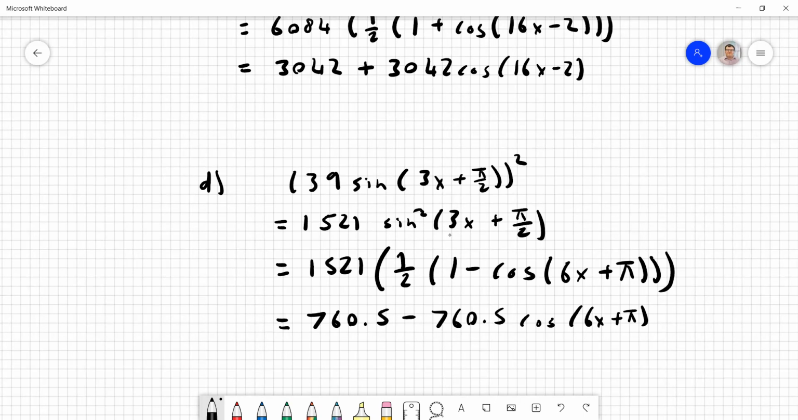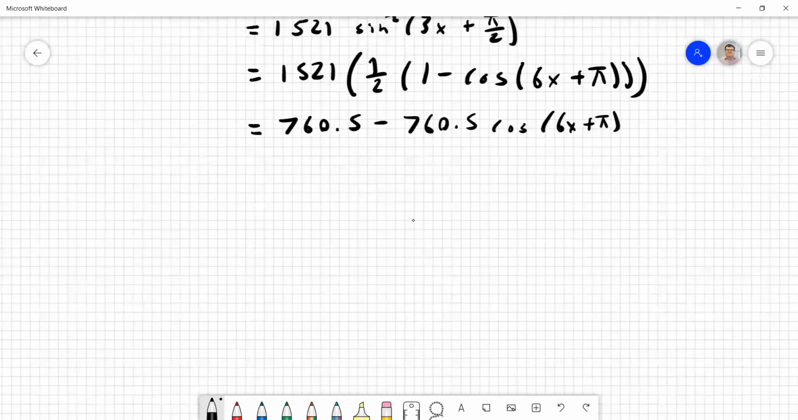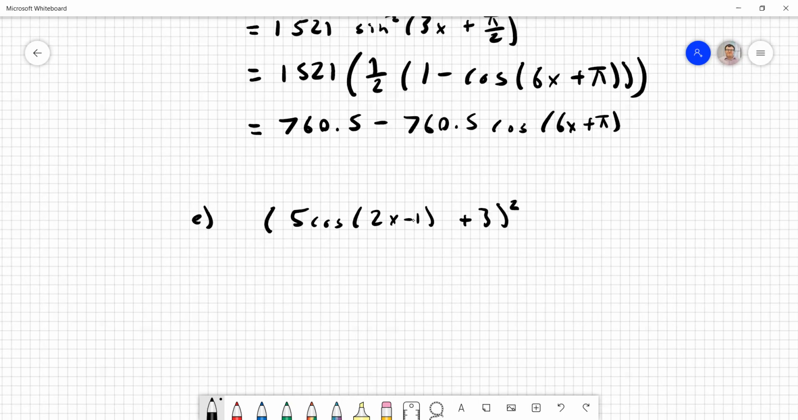Then moving on to questions E and F, where there's going to be a little bit of additional complication, but it's really just more algebra with a bit of a trig problem thrown in. So as long as we take our time, everything will be absolutely fine. So problem E is this one, 5 cos 2x minus 1.